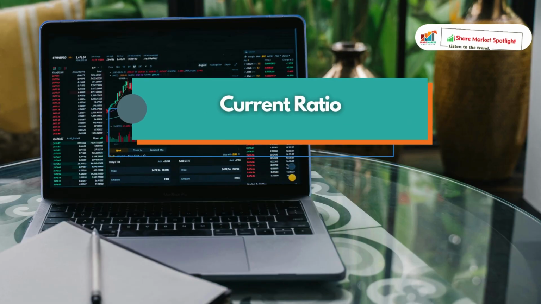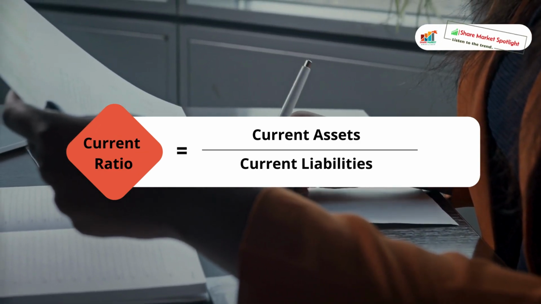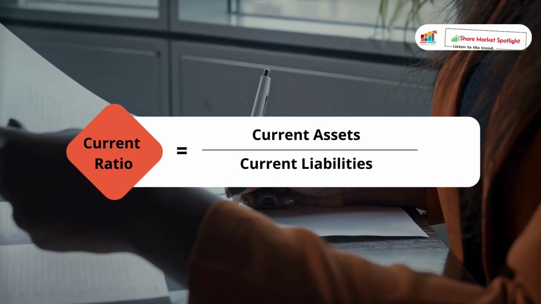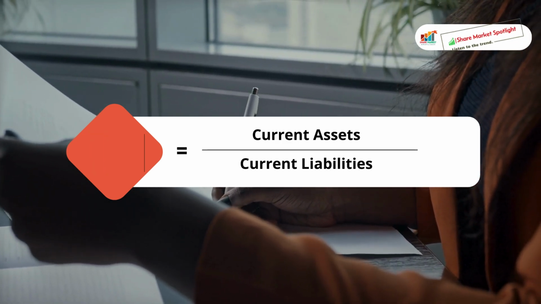Finally, we have the current ratio, which measures a company's ability to cover its short-term liabilities with its short-term assets. It's calculated as current ratio equals current assets upon current liabilities.